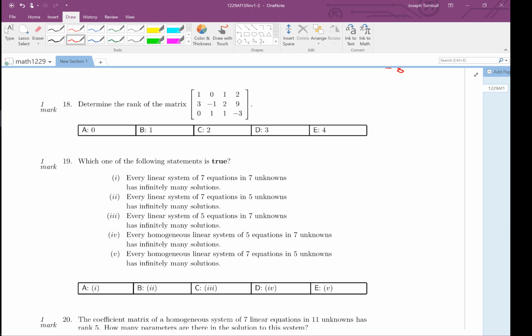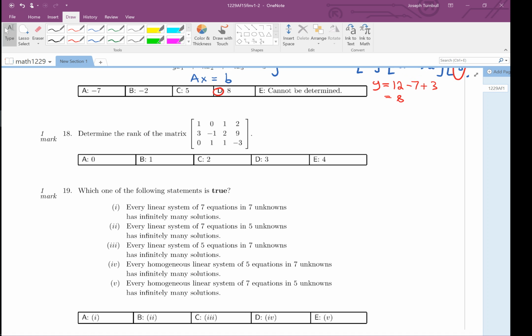Okay, number 18. It says determine the rank of the matrix. To determine the rank, you have to row reduce. So my first step in row reducing is I'm going to use this leading 1 to zero out the 3 that's underneath. So my move is I'm going to replace row 2 with row 2 minus 3 times row 1. I'll leave everything else the same.